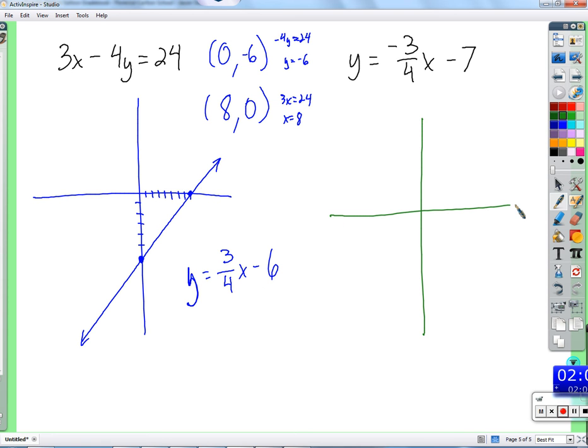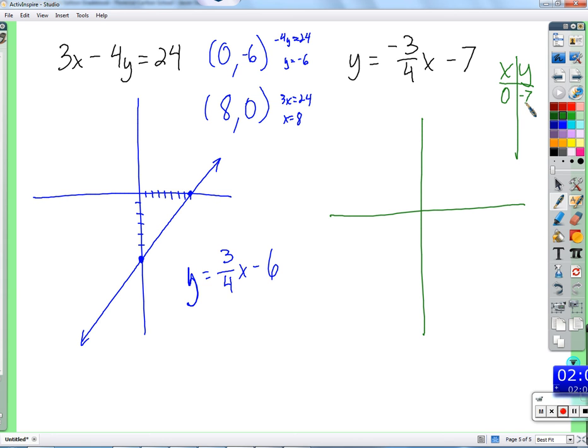And this one, we need 2 points. This is really how we should be thinking about it. We need 2 points. What's the easiest first point to find? 0 for x. Plug in 0 for x. If I plug in 0 for x, there's nothing there. I subtract 7 from nothing. I get negative 7.